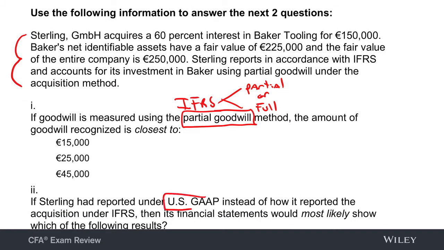Question number 2 talks about US GAAP. US GAAP, you have no option. You got to do something called full goodwill. Okay, so if I'm taking the exam, now that I've seen I got to calculate full goodwill, partial goodwill, I'm thinking, well, how do I set that up? So before you dive into the facts, let's regurgitate some of those formulas that are absolutely must know.